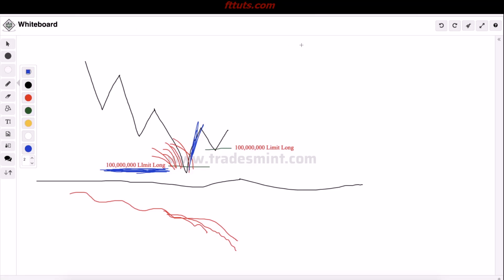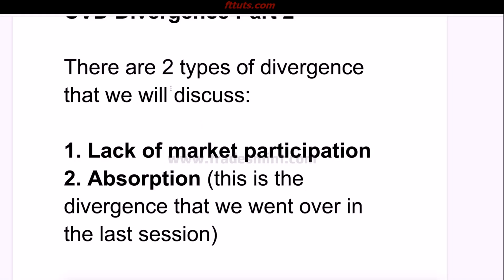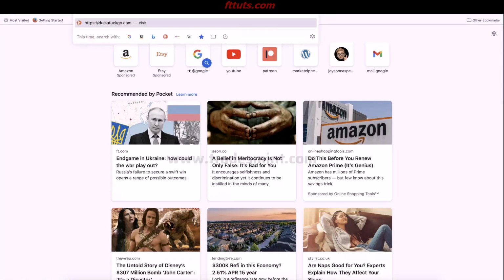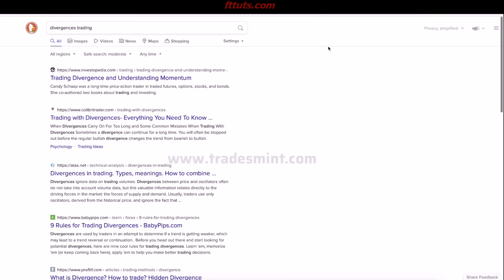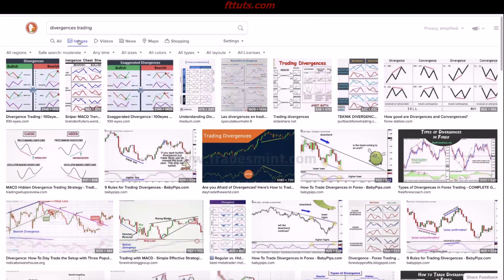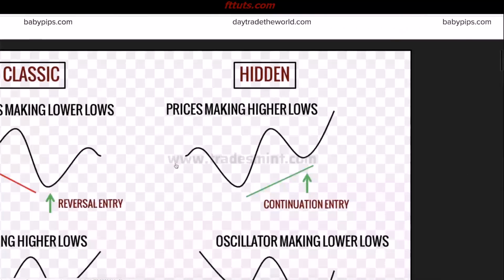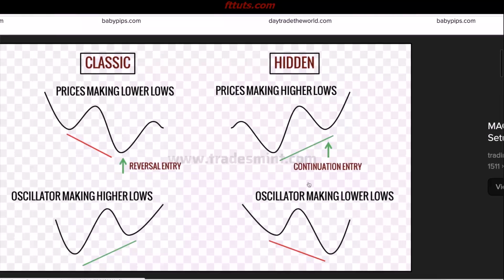The second type of divergence is called lack of market participation. Okay, lack of market participation. Now, how are we going to identify these two types of divergences? Now, it's very simple, okay? Let's go to Google, DuckDuckGo, divergences trading, okay? For the sake of simplicity, because a lot of people get confused over this, when we are looking for absorption, we are looking for what typically is called a hidden divergence.